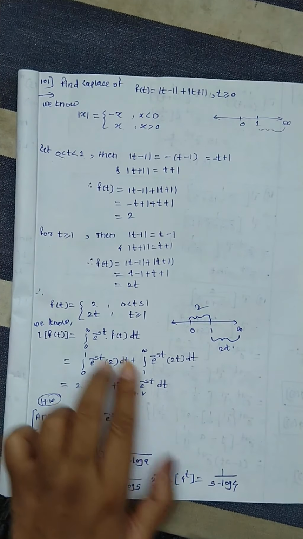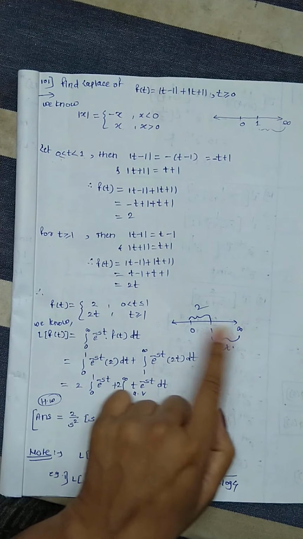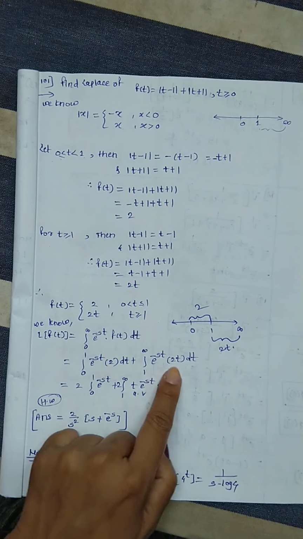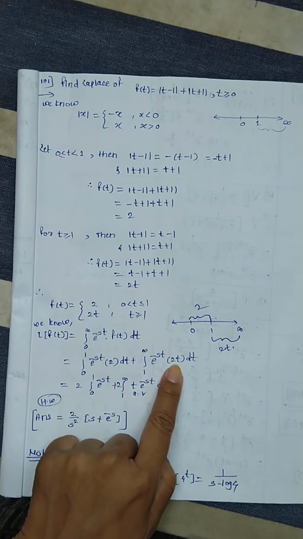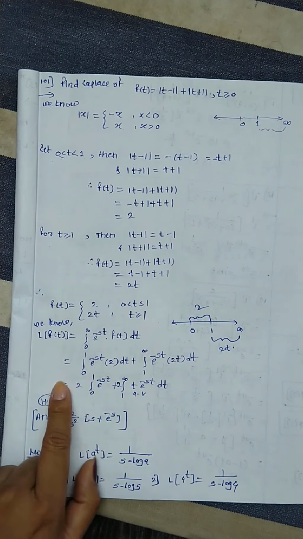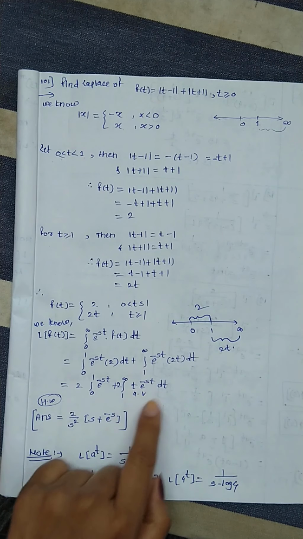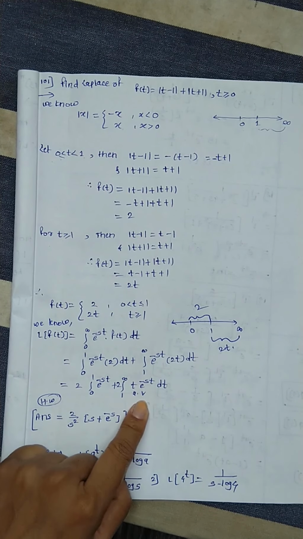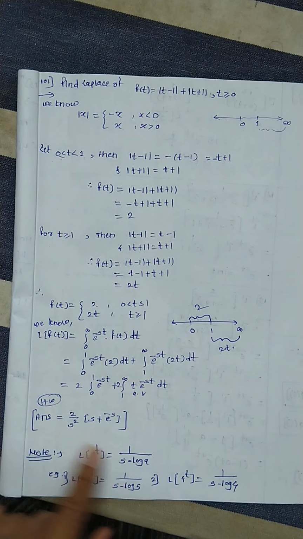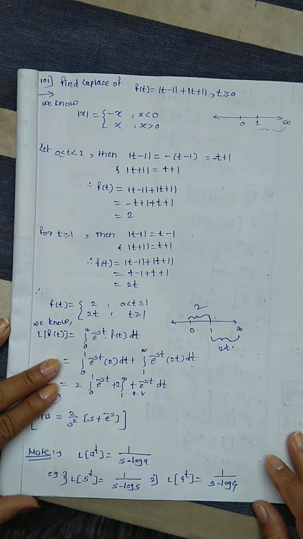Now this integral splits into 2. The first function value, from 0 to 1, is 2, and from 1 to infinity it is 2t. Now this integration is very easy. Take the constant 2 outside, leaving the integral of e^(-st) only. For the second, 2 outside, and t times e^(-st) uses the u-v rule again. This is your homework. Now simplify this. The answer for this question is this. You have to tally that.